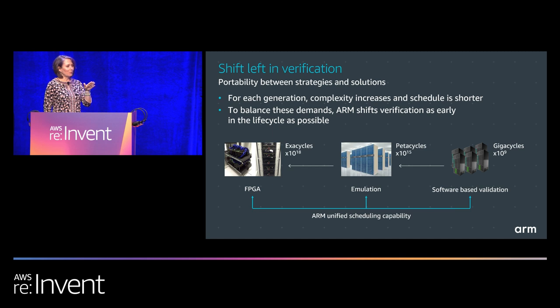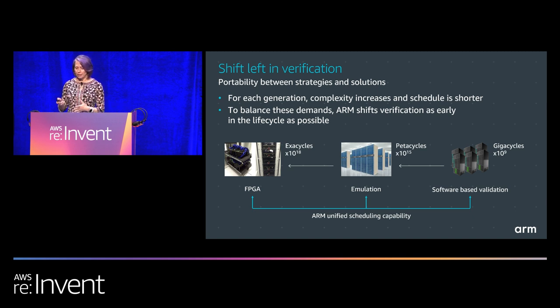But something lies between us and this ultimate optimum environment, and that is the specialized equipment that serves the needs of our verification workflows. Each product generation becomes more and more complex, requiring more and more tests and time to ensure the quality is maintained. To balance the needs of increasing complexity with increasing quality, ARM shifts verification as far left into the process as possible.